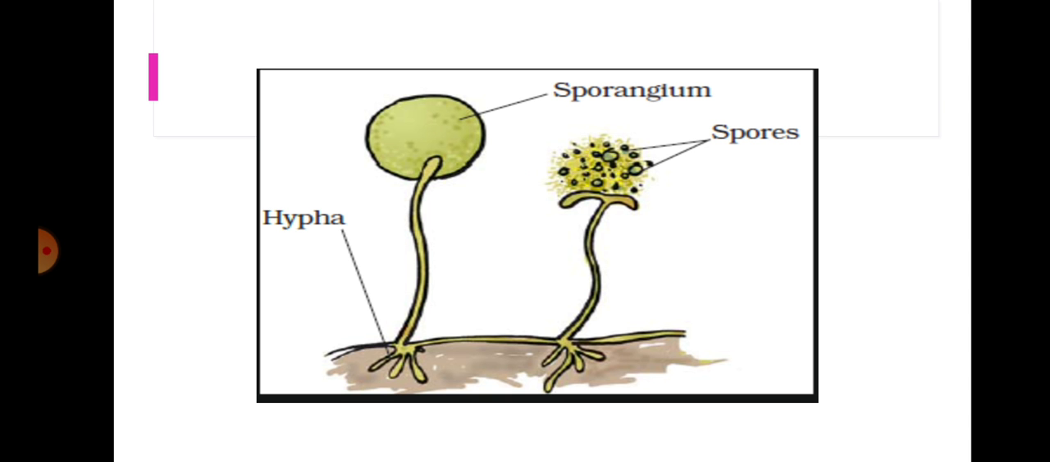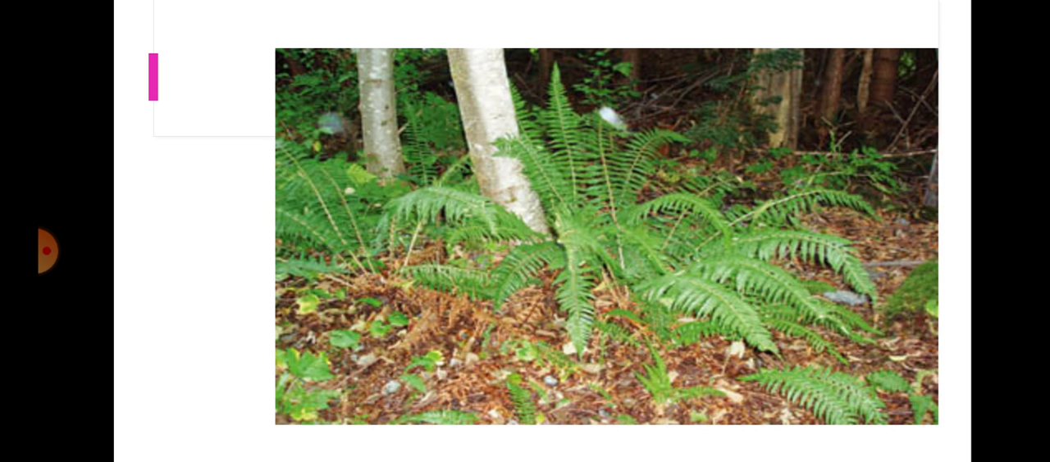Spore formation in fungus. You see the slide, the hypha and the sporangium at the top. The sporangium has spores and bursts. The sporangium produces spores. Then we go to ferns, another example of spore formation.